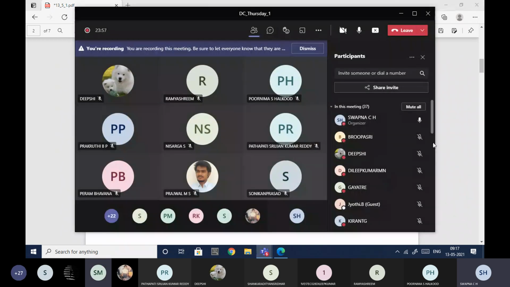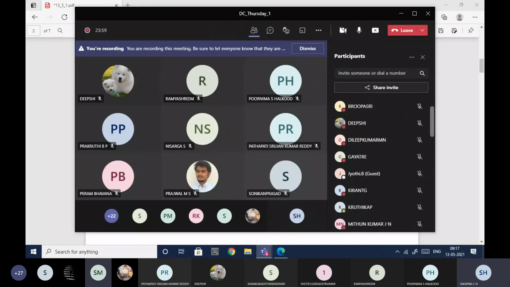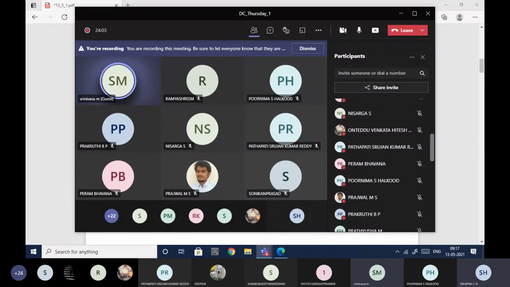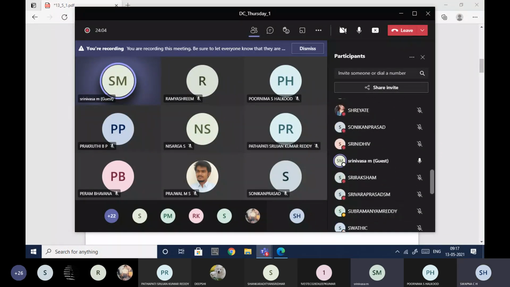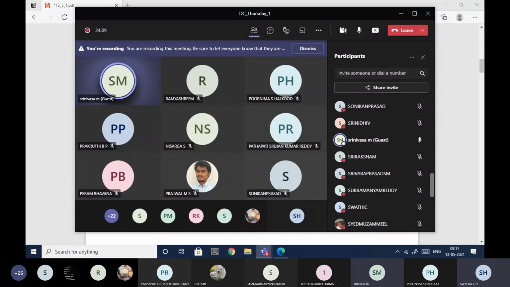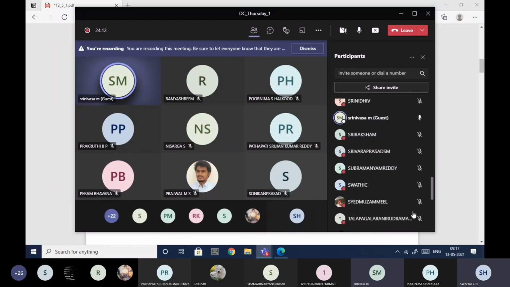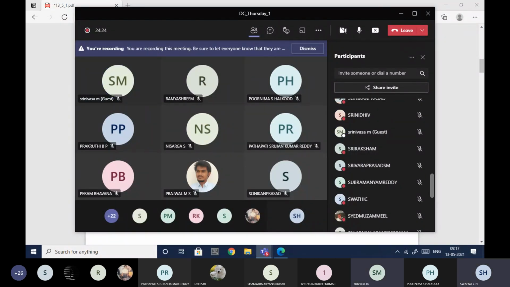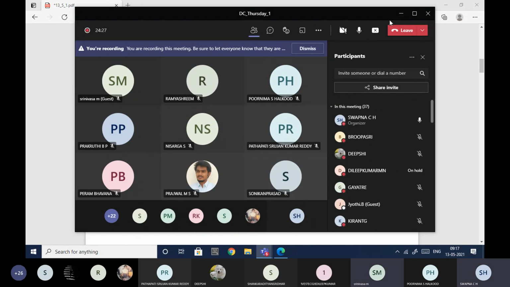Somebody has turned on your... Srinivas M. Srinivas, ma'am, mute yourself. See, ask your friends to rejoin because we have 4 derivations related to this. That is the reason. Please ask your friends to rejoin. Okay, fine.